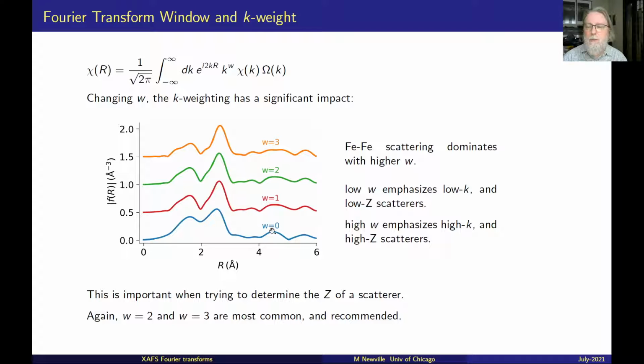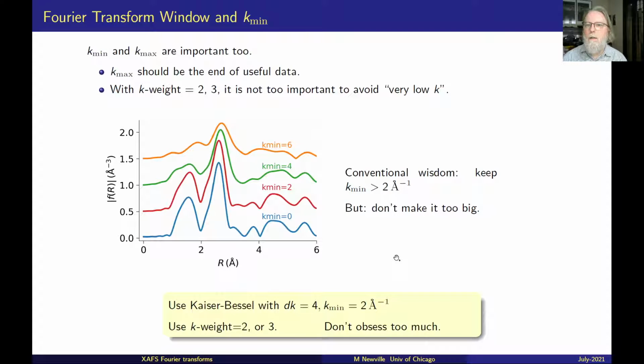And you can see that for k-weighting of 0, where I've emphasized the low k portion of the spectra, the oxygen peak is pretty high compared to the iron peak. Whereas if I use k-weighting of 3, the oxygen peak is about half of the iron peak. And that's because high k-weighting values will emphasize the high k, and so high Z scatterers, which scatter at higher k. So again, k-weighting of 2 and 3 are most common and recommended, although 1 is not uncommon.